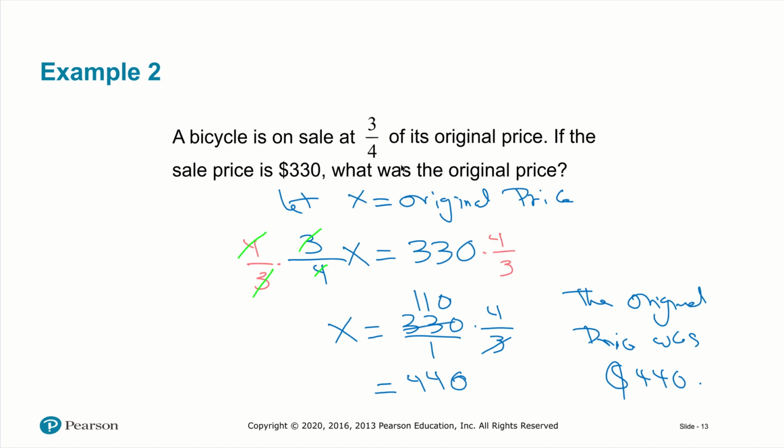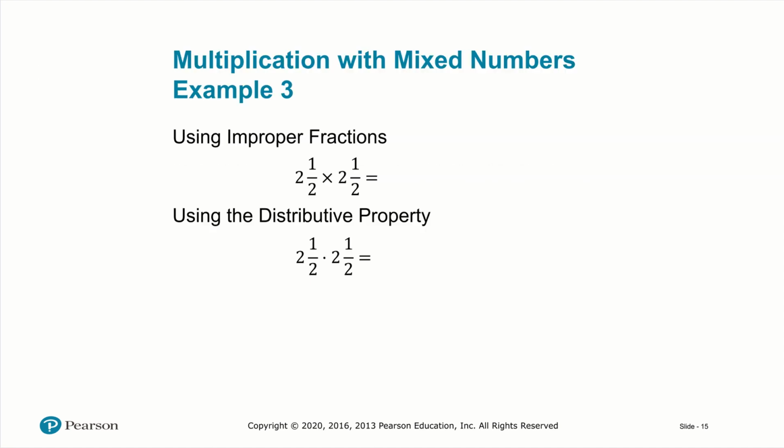When it's a word problem, you always want to present your answer in the proper way by answering the question that was asked. All right, so when it comes to multiplying mixed numbers, there are a couple of ways you can go about doing it. One way is to just turn the mixed numbers into improper fractions and multiply, and then if you want to go back to mixed form, you can. This is, of course, the recommended way.